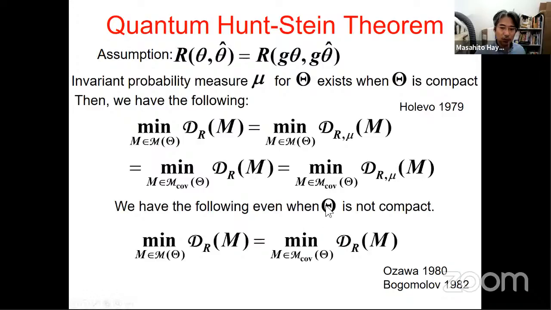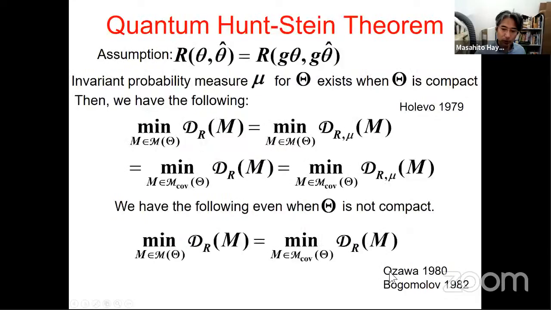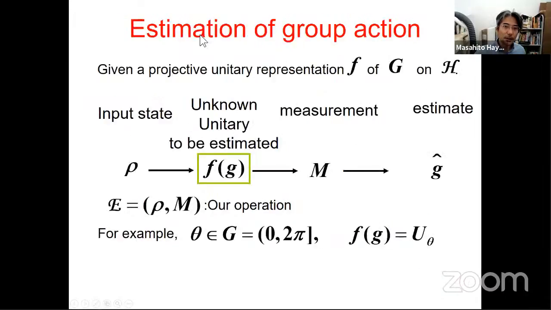However, theta is not compact. In that case, we cannot consider the Bayesian situation, but we can consider the minimax case. If we consider the minimax case, still we have this equality. Then it is enough to focus on the covariant measure. So for example, Professor Ogawa worked on this topic, maybe in his PhD thesis, a very old result.